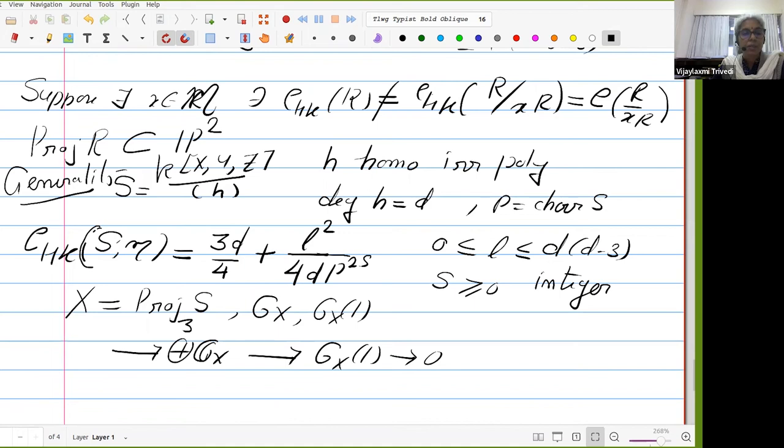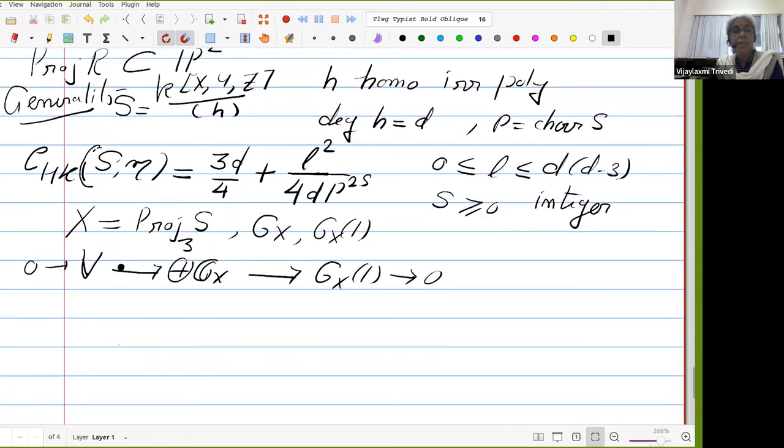Degree zero goes to degree one. That's why there's a shift here. So this is a locally free sheaf on X. This is a locally free sheaf on X. So the kernel has to be a locally free sheaf on X. So this is called a vector bundle here.